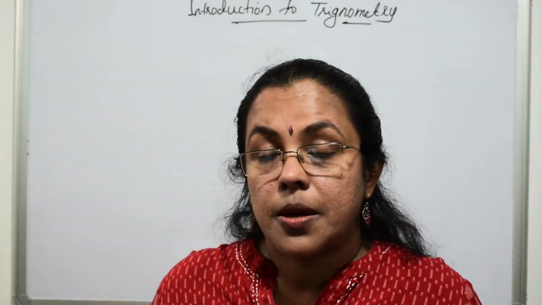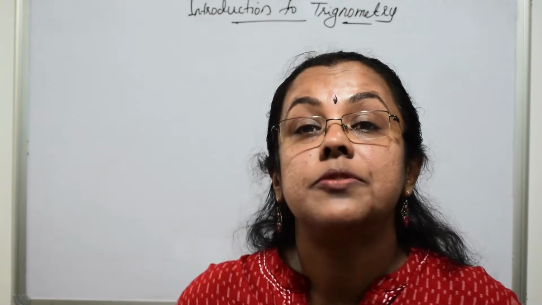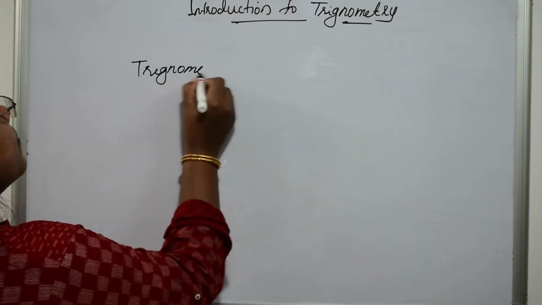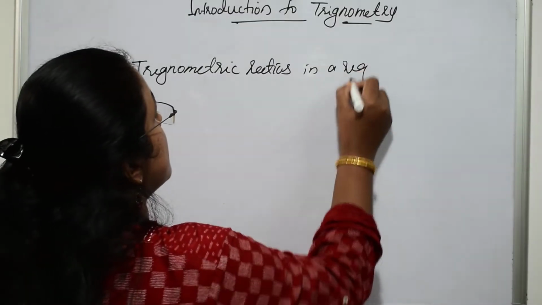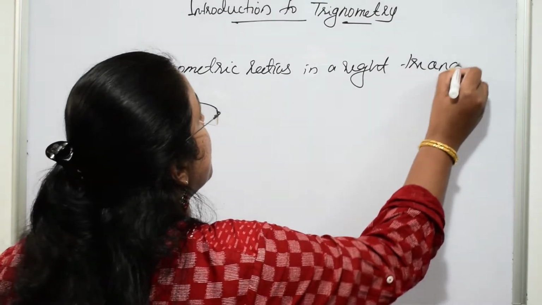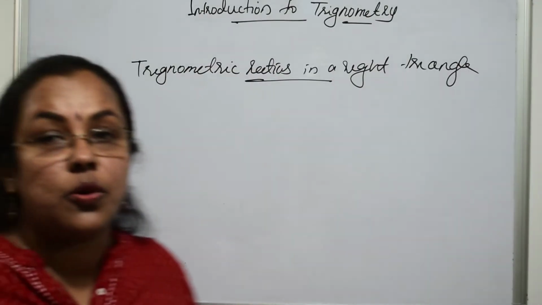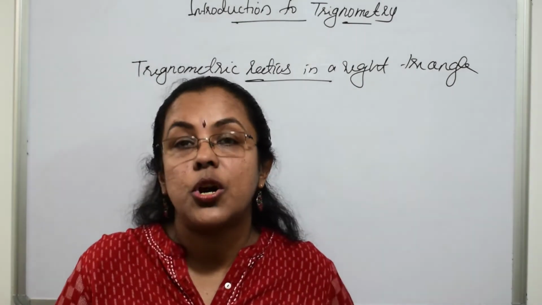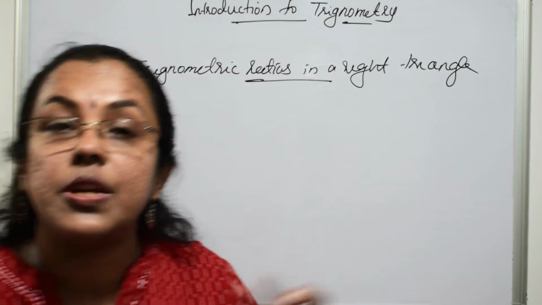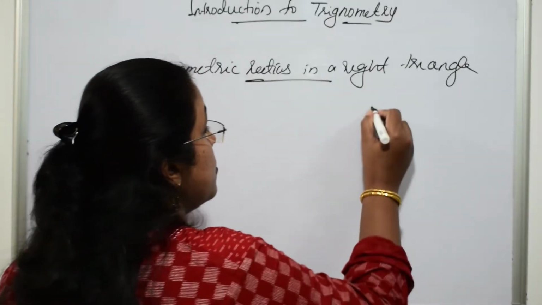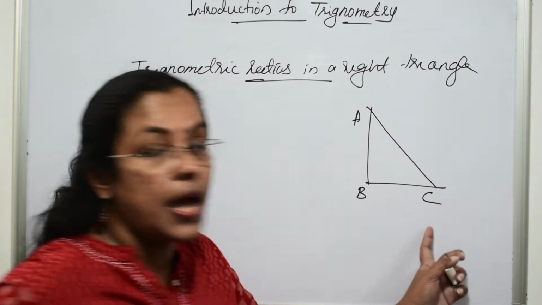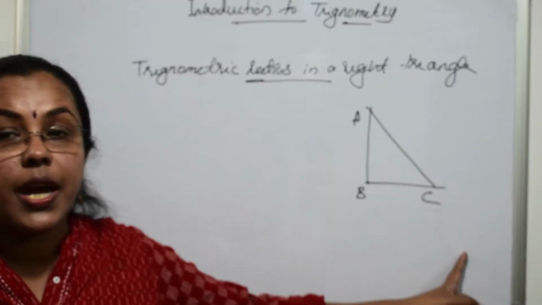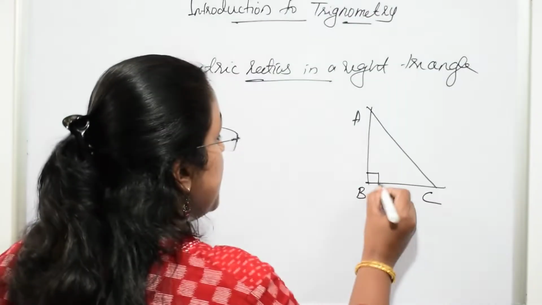The next concept we must know is what are trigonometric ratios. Trigonometric ratios in a right triangle. Trigonometric ratio means how the ratio of sides of a right triangle is related to its angle, how the ratio of sides of a right triangle is related to its acute angle. Consider a right triangle ABC, right angled at B.